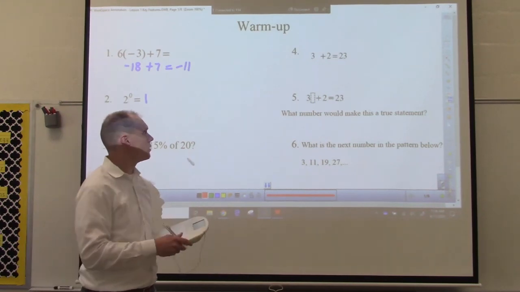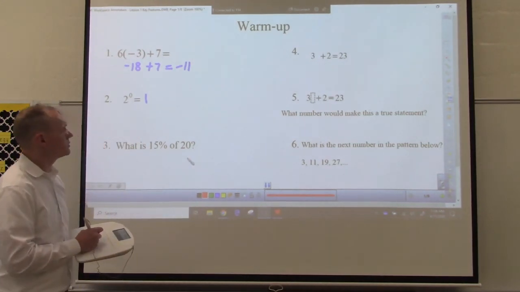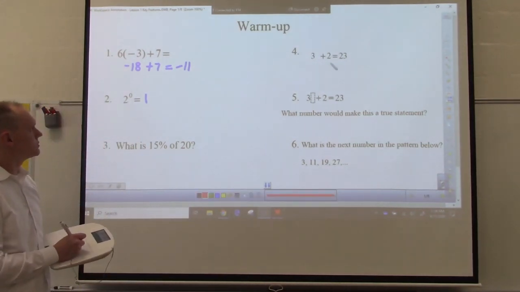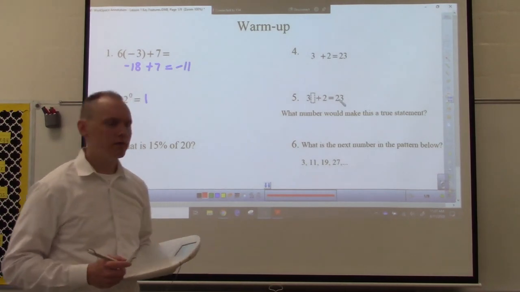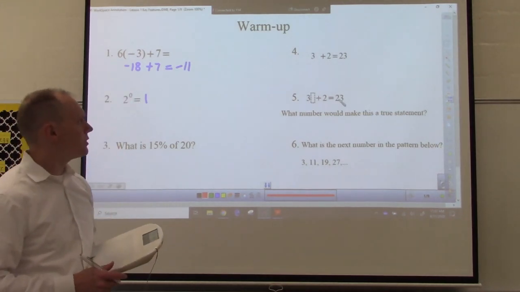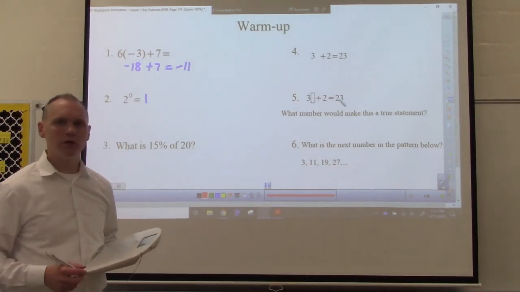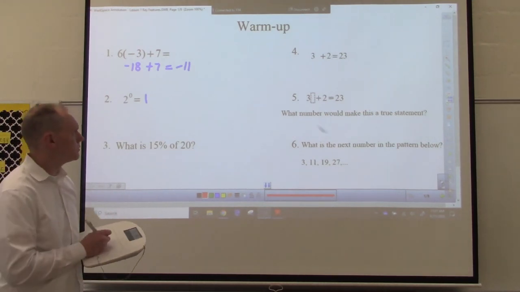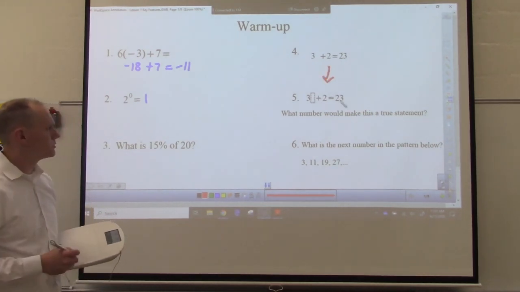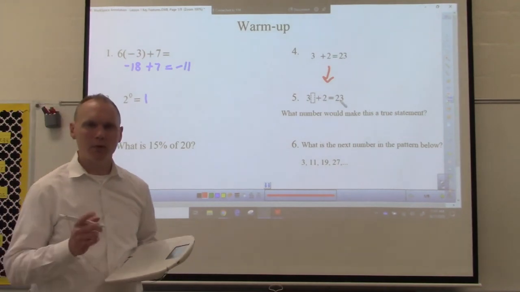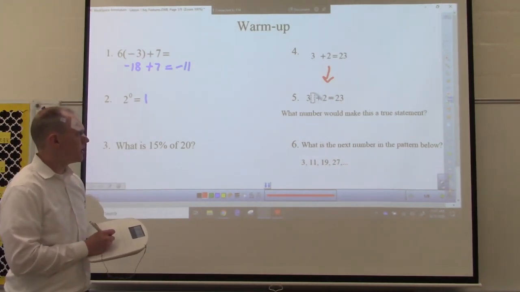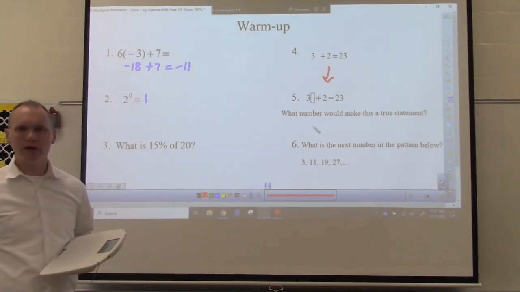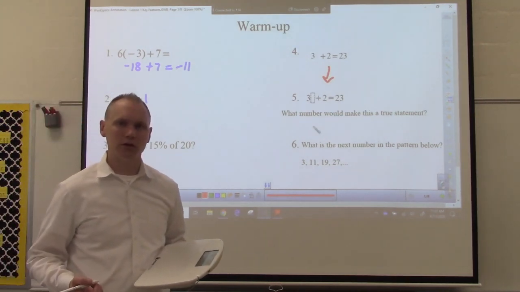Let's move on to number 4. 3 plus 2 equals 23. Obviously that is incorrect. I want to know if maybe you can fix this. How can we fix this equation so that it would work? And really that problem is in number 5 here, so it's really a duplicate problem. I apologize for that one. So let's see here. How can we fix this by inserting a number into the box here to make it actually a true statement?